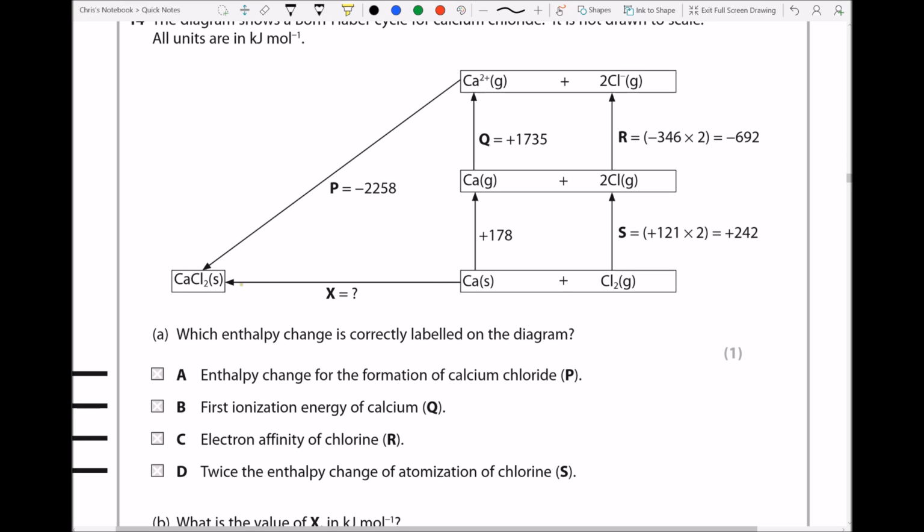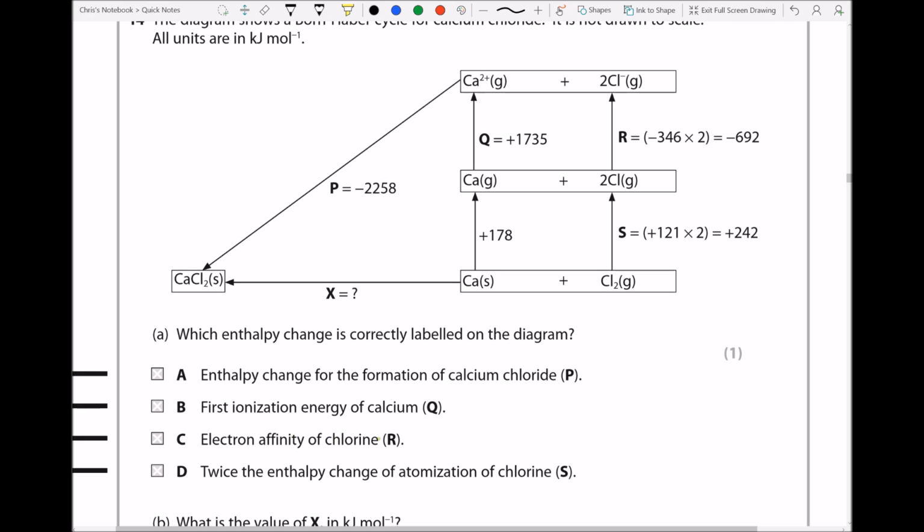So formation is actually this arrow. That's formation, because that's from elements in their standard states forming your solid compound. So it's not A. B, first ionization energy of calcium is Q. No, that's not the case. This is showing obviously 2 electrons have been removed, so that isn't the first ionization at all. So that one's incorrect. So it can't be B.